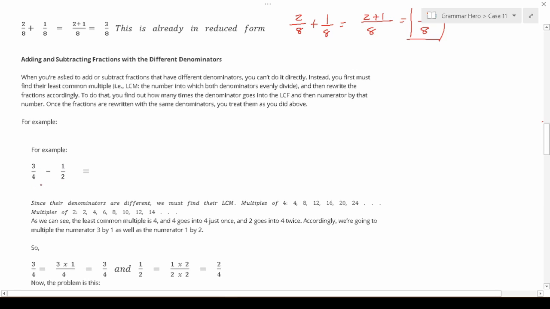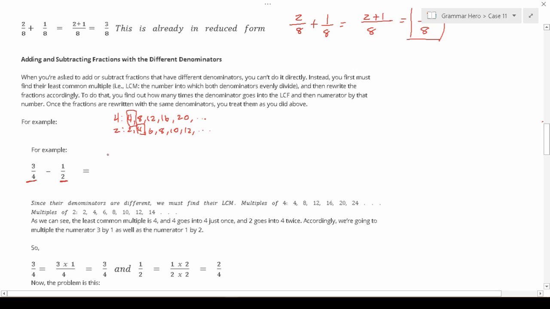3 over 4 minus 1/2. Since the denominators are different in this case, we can't just go ahead and subtract 3 by 1 and be done. Instead, we have to find a number we can put both of these over to make the denominators the same. So let's look at multiples of 4. Multiples of 4 are 4, 8, 12, 16, 20, and so on. Multiples of 2 are 2, 4, 6, 8, 10, 12, and so on. As you can see, we have a common multiple of 4 here.